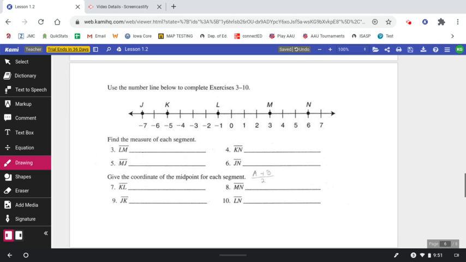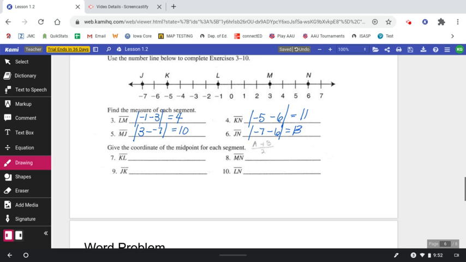Number 3, find the measure of each segment, and it wants LM. Well, L is at -1, M is at 3, which would give me 4. MJ. M is at 3, J is at -7, which would give me 10. KN. K is at -5, N is at 6, that would give me 11. JN. J is at -7, N is at 6, which is 13.